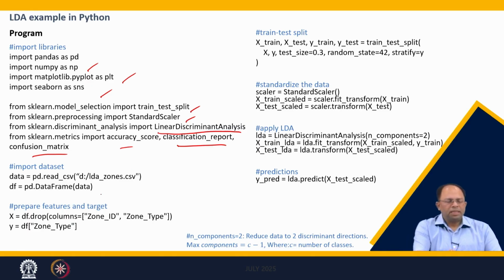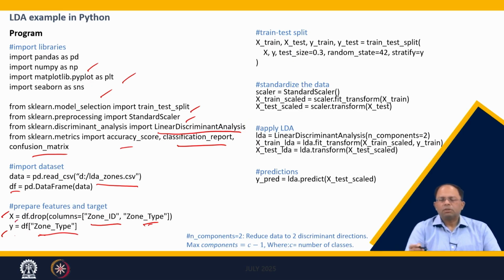Then we import the data set. We read it from lda_zones.csv and store it in the data frame df. First we determine what the x and y values are, that is, what the explanatory variables are and what is being predicted. y is definitely the zone type, so df zone type is the y value, that is what is being predicted. All the other columns except zone id and zone type are x, because zone id is just the number of that zone, it's not a feature as such, and the zone type is already the y variable.